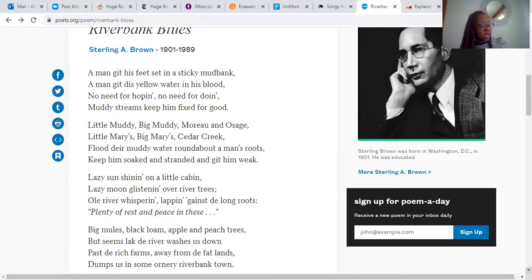As you said that, I wrote down stuck, settle. So I think he is talking to a group of people that he feels are maybe stuck. And when you use the word stuck, look at how he's using the word muddy. He said, a man gets his feet set in a sticky mud bank. He's telling the story of somebody who's stuck. But when he's talking about them being stuck, he's making many different allusions to what I'll call the Black vernacular, right? Hold on, I'm going to come back there.